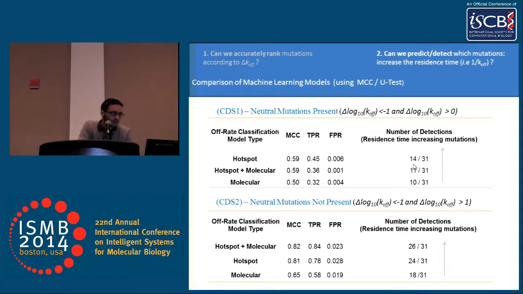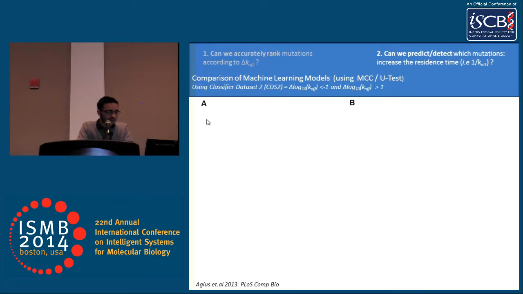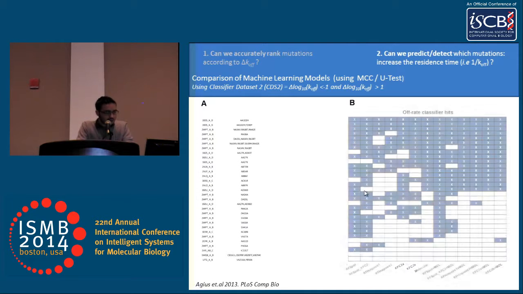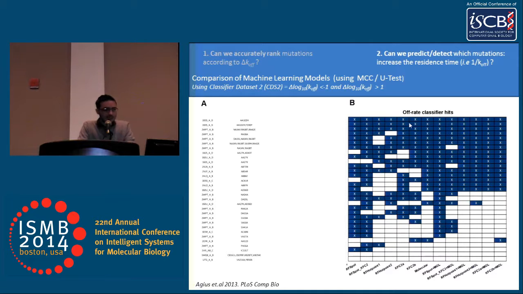So if we concentrate a little bit on these 31 residence time increasing mutations, which are listed here, what we can do is, for all the models that we tested, check the hit rate, so the number of detections. For example, as you can see here, these mutations were detected by all descriptors, whereas this one by all off-rate models, whereas this multi-point mutation was not. So you can see these are harder to detect than these ones.